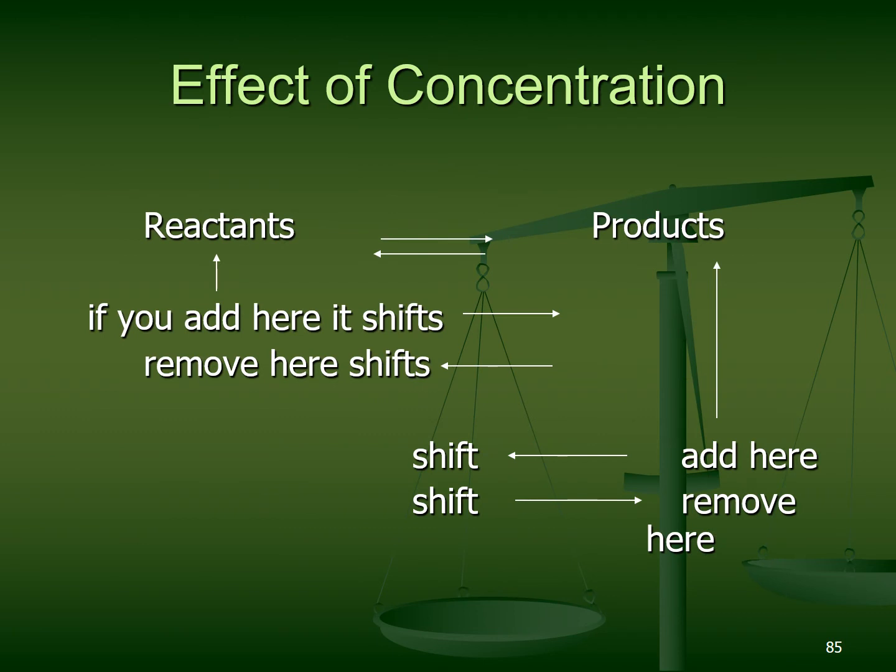The same thing would happen if you want to shift the equilibrium to the left. Well, we could either remove some reactants or add some products, and that will shift it to the left. So if you add something on one side, in this case, if we have our reactants and our products, if we add some reactants, it'll shift to the product side. If we remove some reactants, it'll shift toward the reactant side.